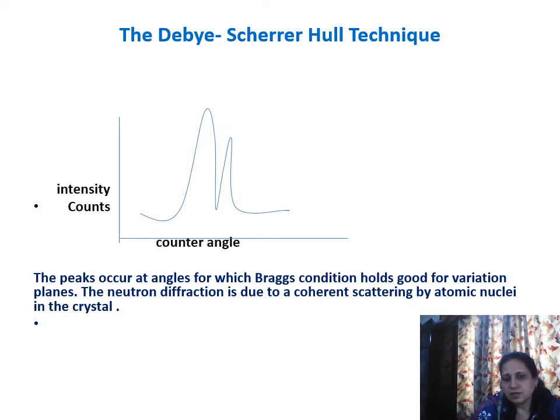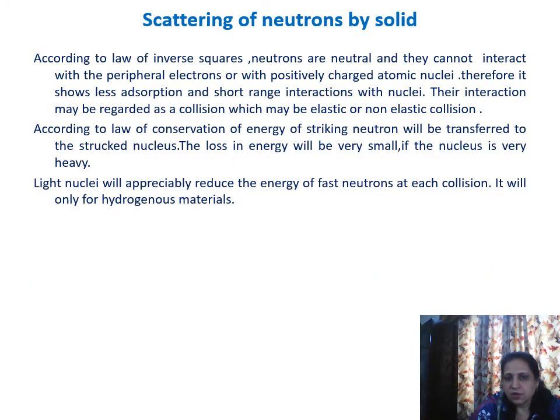The peaks occur at angles for which Bragg's conditions hold true for various planes. The neutron diffraction is due to coherent scattering by atomic nuclei in the crystal. According to the law of inverse squares, neutrons are neutral and they cannot interact with the peripheral electrons or with positively charged atomic nuclei. Therefore, it shows less absorption and short range interaction with nuclei.